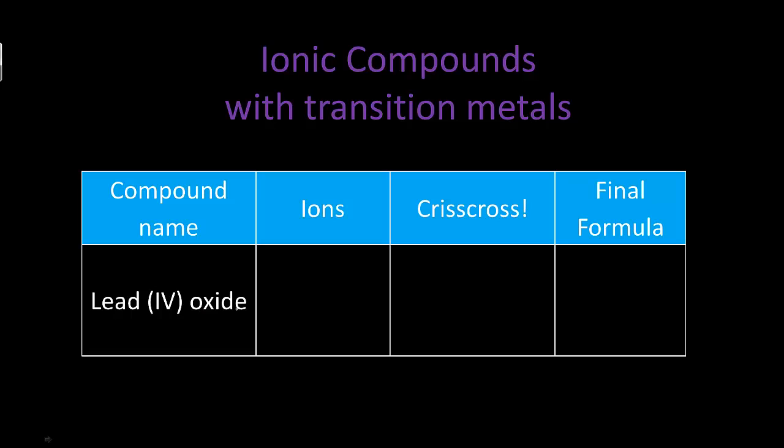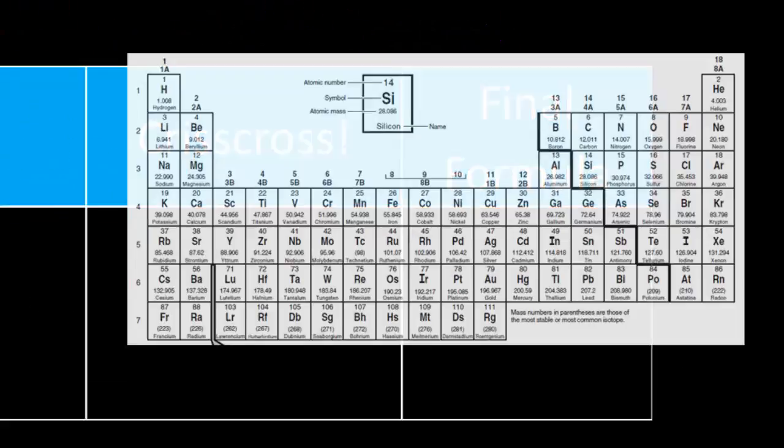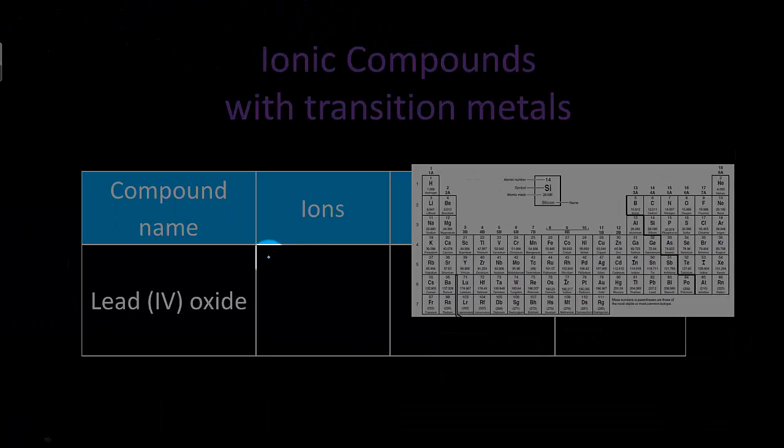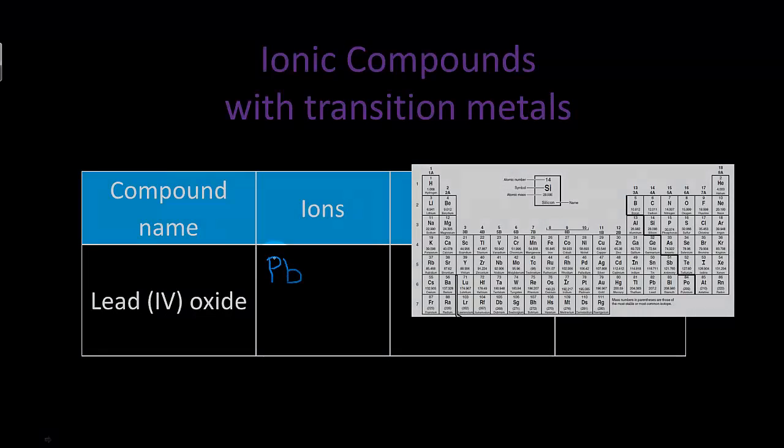Next one, we have lead(IV) oxide. So now let's look. Lead is right here. Its chemical symbol is Pb, so we're going to put Pb over here. Our cation is going to be lead. It has an oxidation number of 4. Metals are always positive because they lose electrons, so I'm going to put Pb +4.